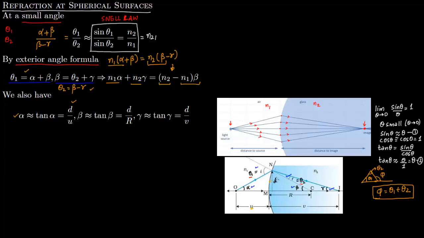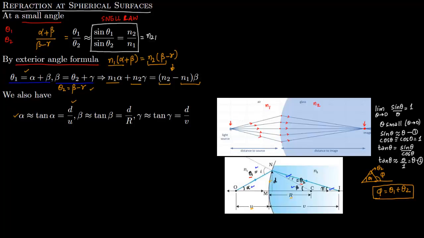Similarly, tan beta is equal to perpendicular over base, or height over base. Height is d and you can see base is r. So you have tan beta is equal to d over r, and you put tan beta as approximately equal to beta.